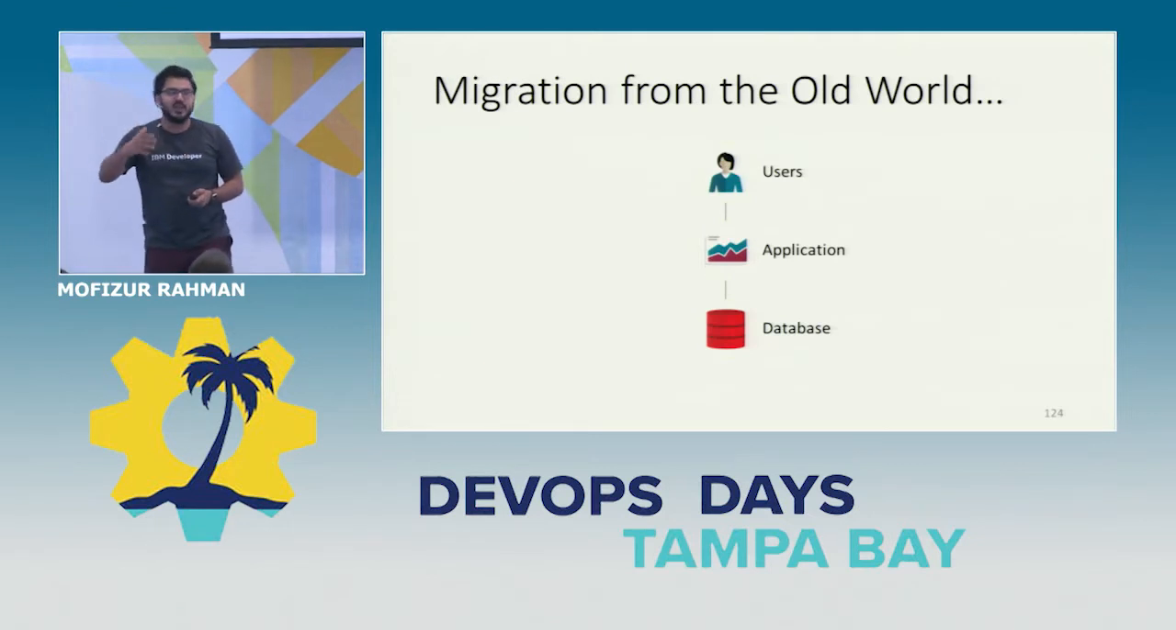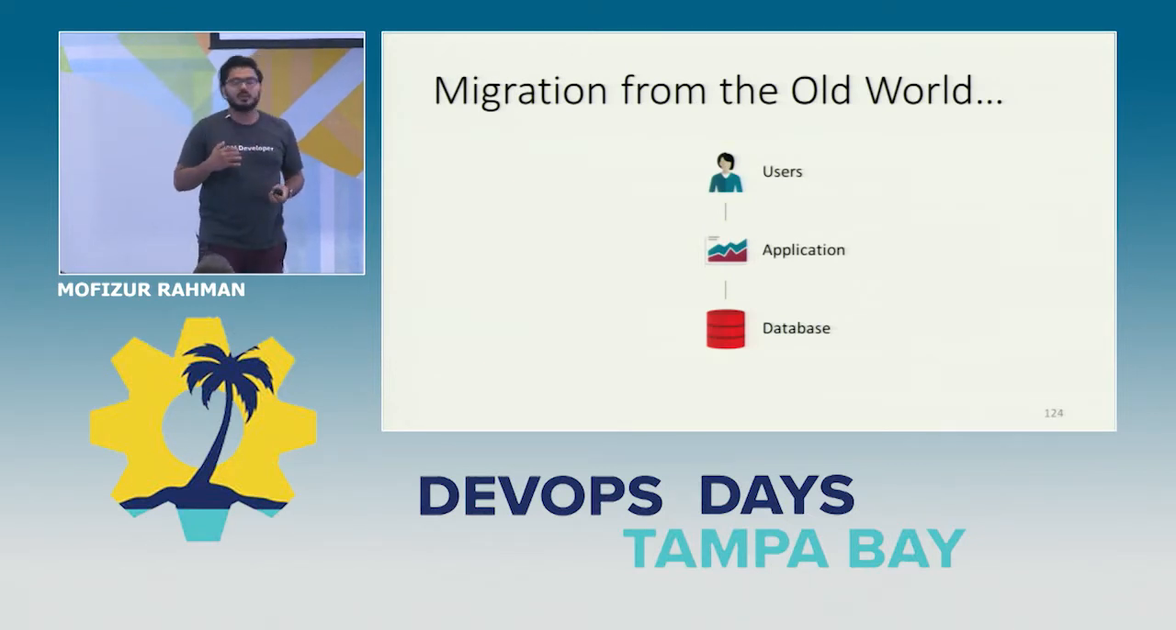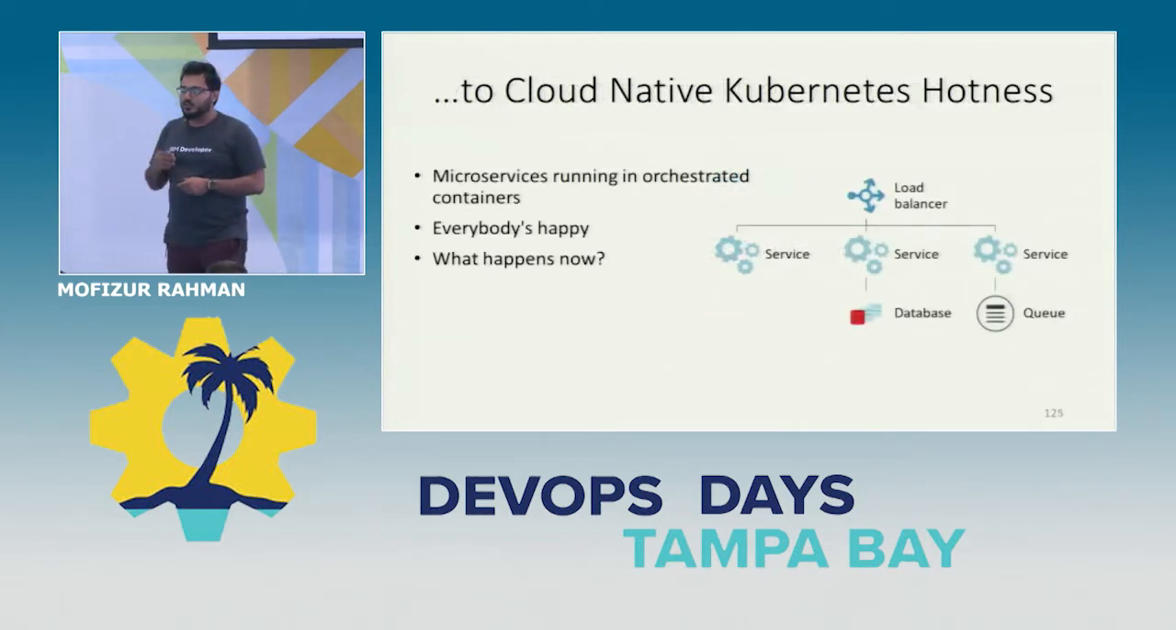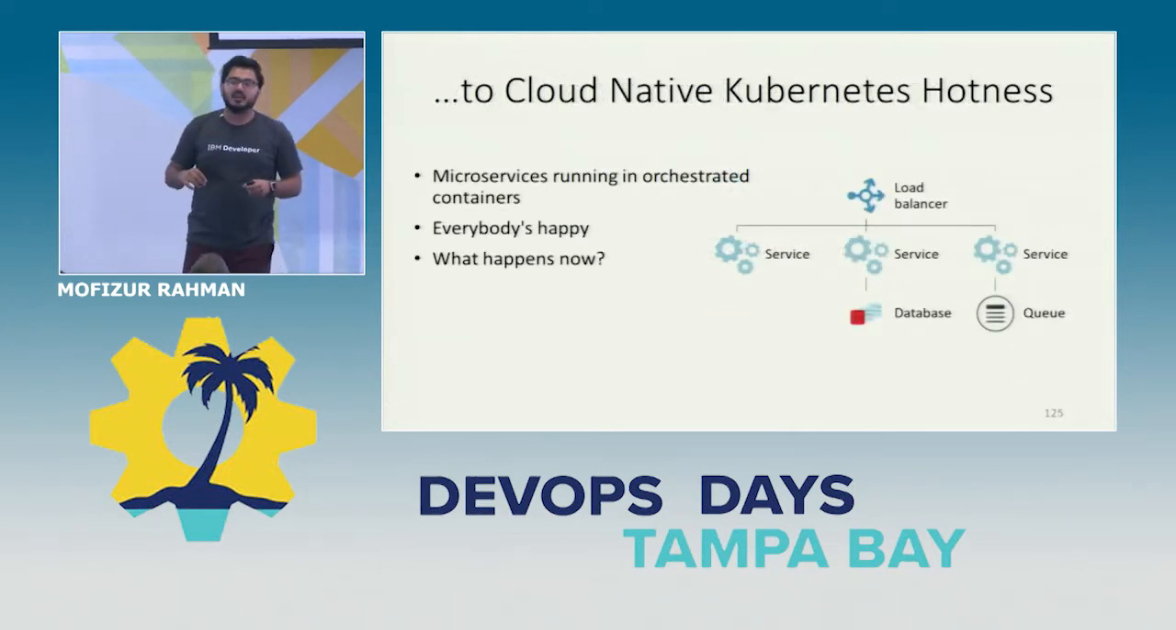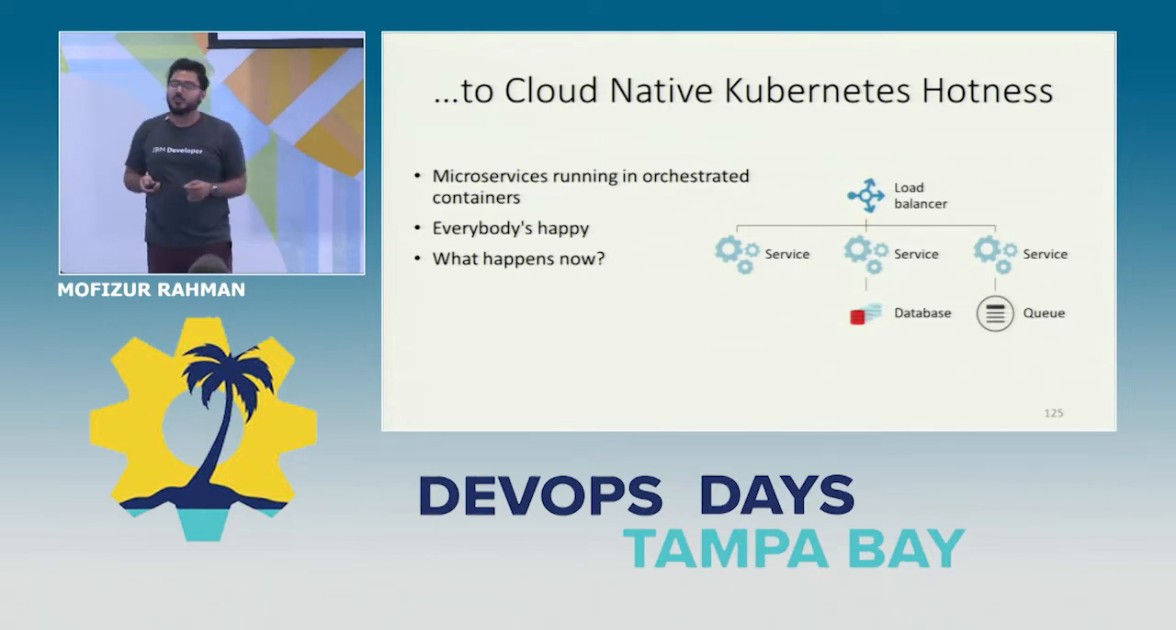So let's look back at what we had in our monolithic world. You had a user, an application, and some data storage. And then we move to this. We have a cluster-wide load balancer. You have your different services running. Some of them may need a database. Some of them may need a message queue, what have you.